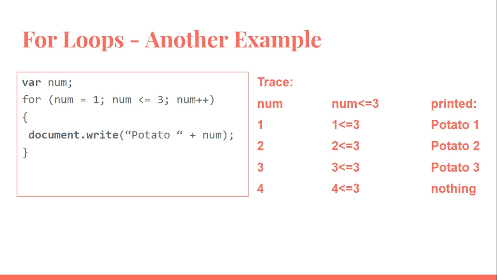Here's another example. I have var num; for num equals 1, as long as num is less than or equal to 3, num++, document.write potato plus num. So I'm going to trace this for us. When num is 1, 1 is less than or equal to 3, I see potato 1. When it's 2, 2 is less than or equal to 3, I see potato 2. When it's 3, 3 is less than or equal to 3, I see potato 3. When it becomes 4, 4 is not less than or equal to 3, so nothing happens.